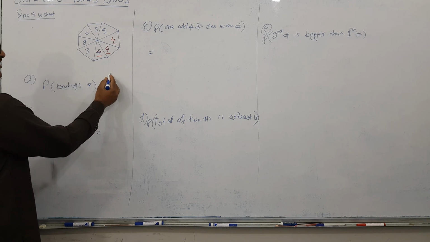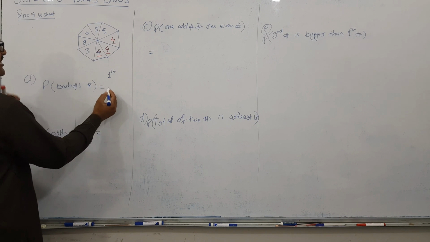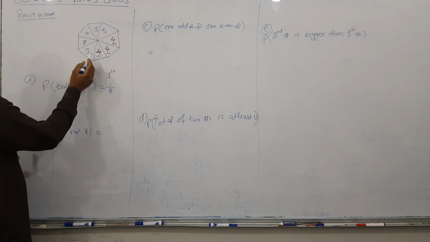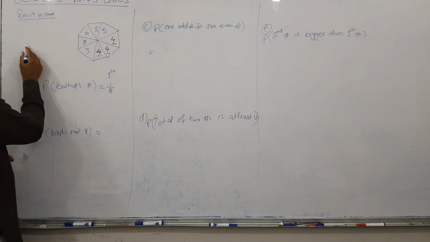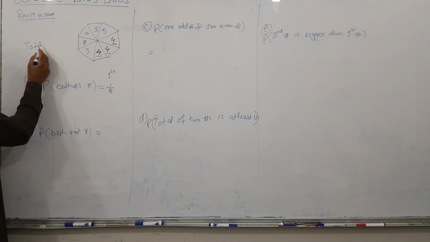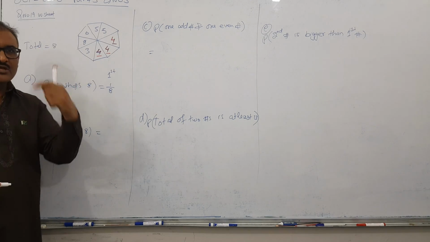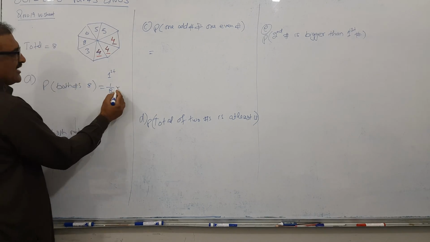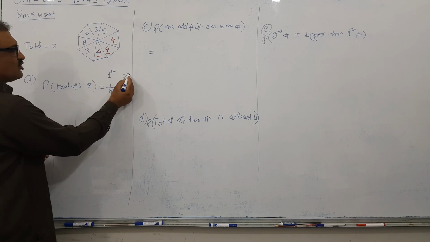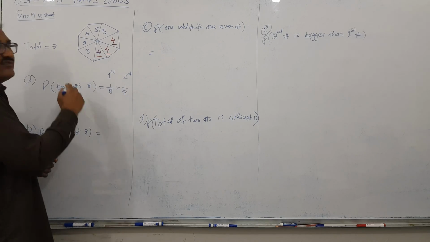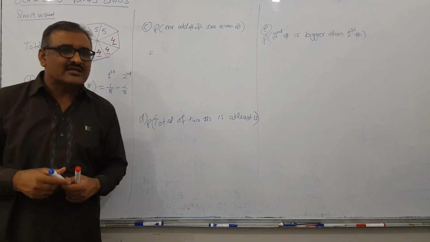So the chance of the first number landing on 8 is 1 out of 8. Reason: 1, 2, 3, 4, 5, 6, 7, 8. So total options we have are 8, and we have one 8 only. So 1 out of 8 times, the second number also lands on 8. How many 8s? Again 1 by 8. It will behave like with replacement.